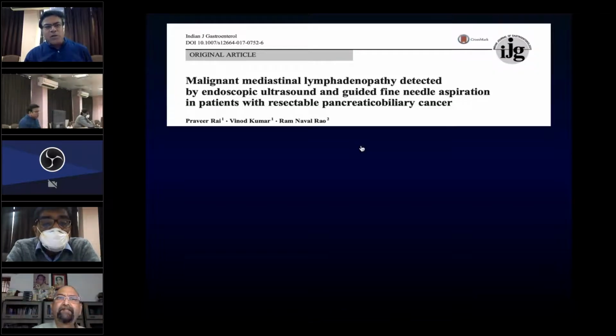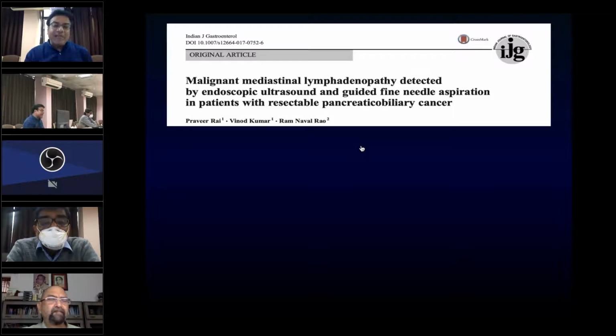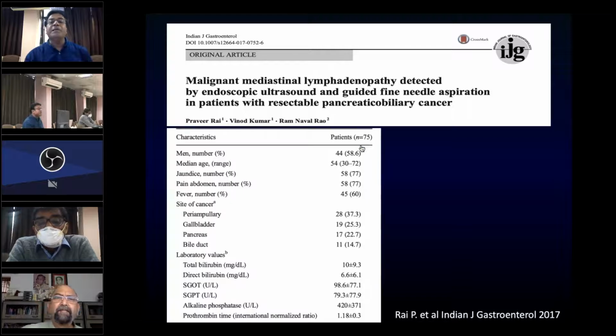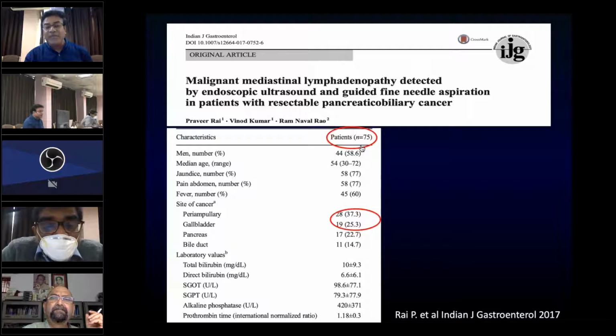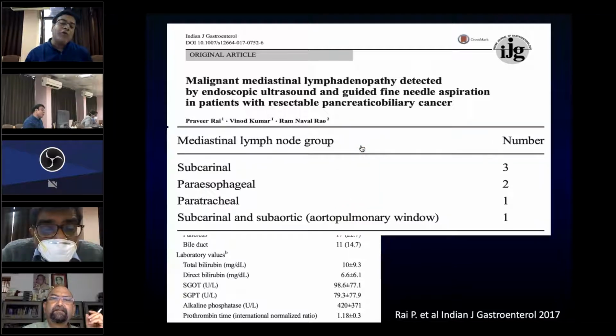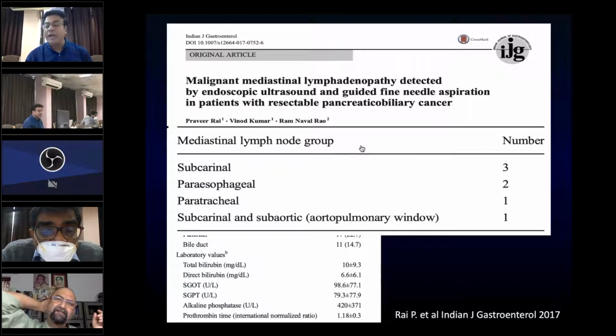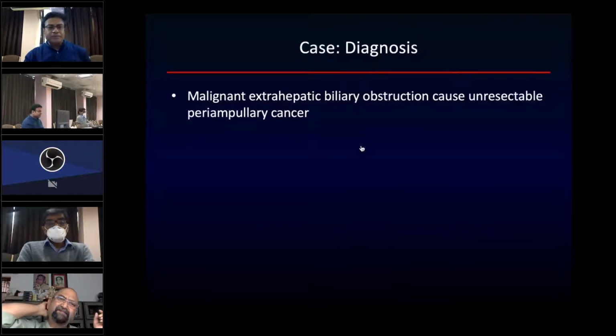So we did a study also. This was primarily a malignant mediastinal lymphadenopathy detected by EUS-guided FNA in patients with pancreaticobiliary cancer. So in pancreaticobiliary cancer, those lesions which are considered to be resectable on CT angiography, we did an EUS in these patients, and what we found, around 75 patients we had, that 7 of these patients had malignant mediastinal lymph node which were proved on FNAC. So this changes the management. Those patients who were considered to be operable now were deemed unresectable.